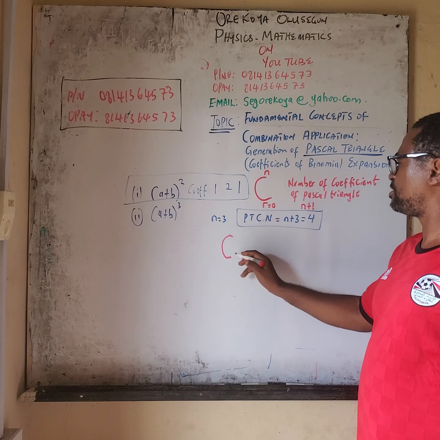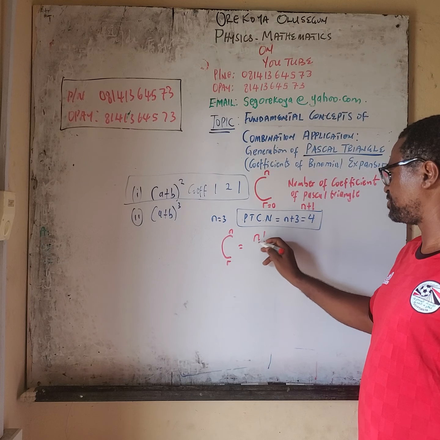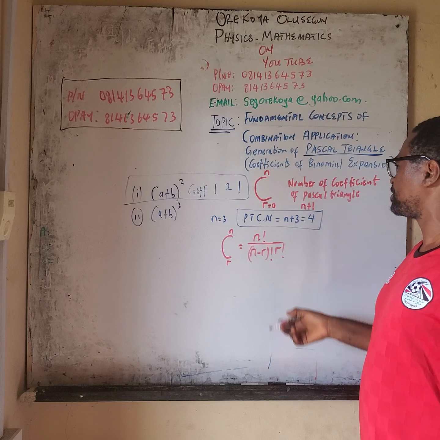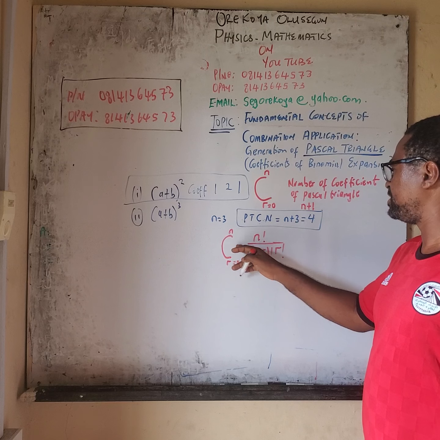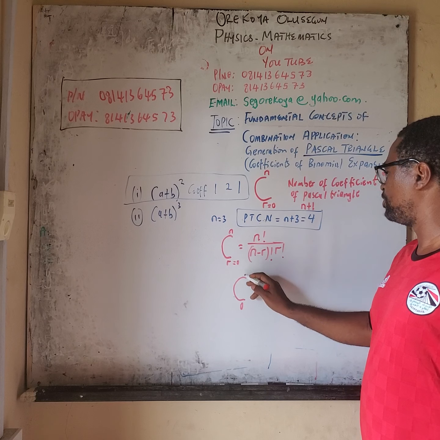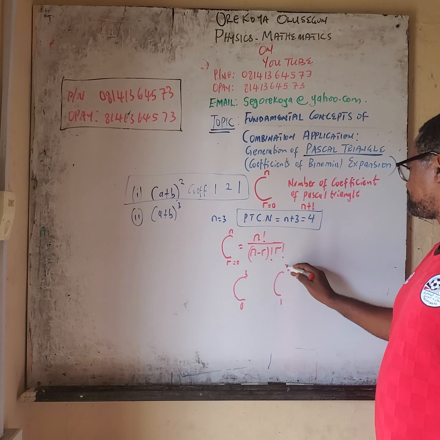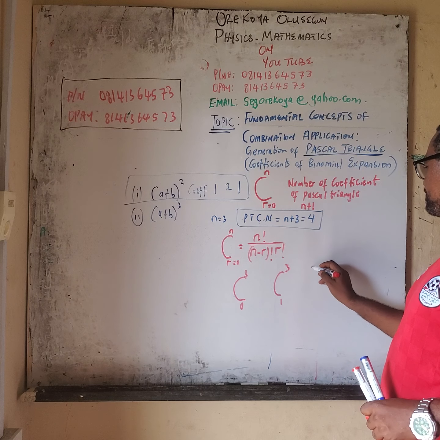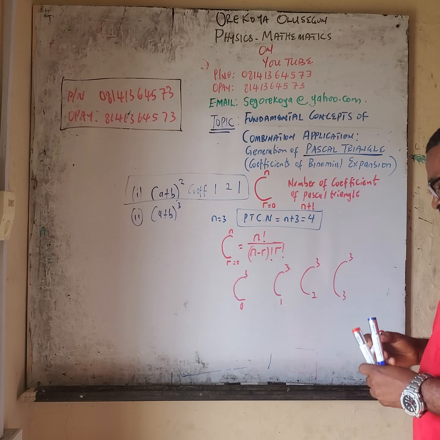We use this combination, n combination r, which is n factorial all over n minus r factorial times r factorial, where our n is 3. And this r normally starts from 0. So we are going to repeat this now in 4 places. So I'm going to have 3 combination 0, then 3 combination 1, then 3 combination 2, then 3 combination 3.